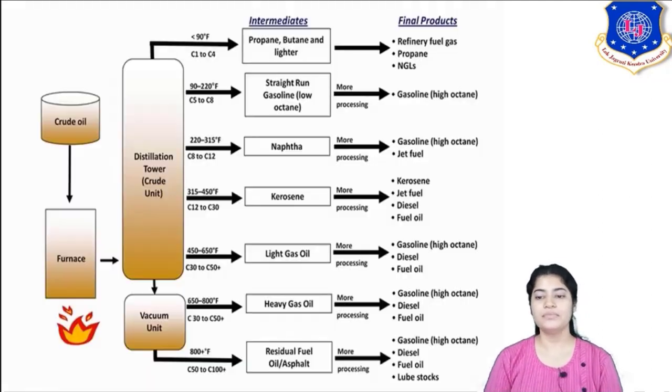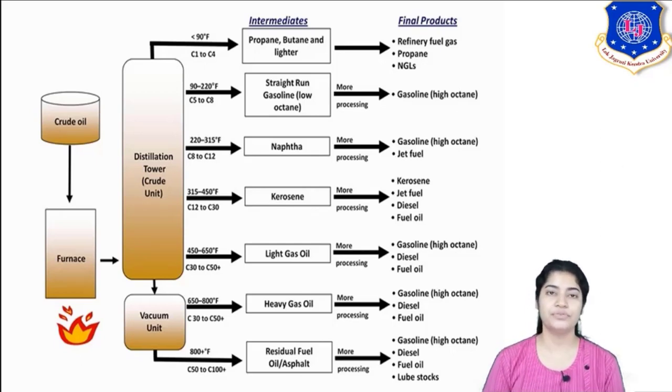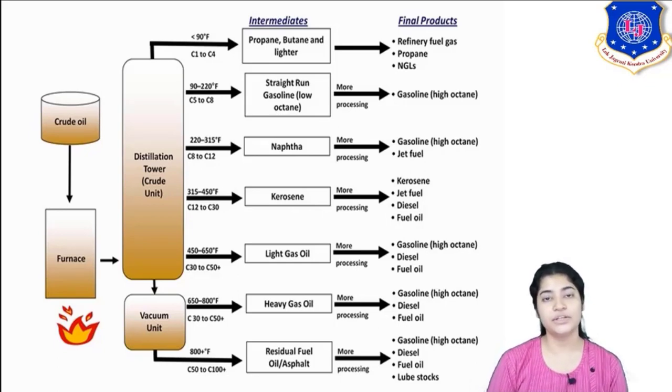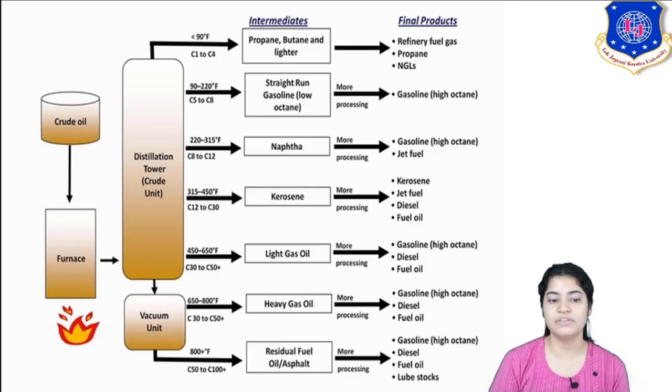Now, this is the description of a normal atmospheric distillation tower. This is defining your refining process, how your crude oil is subjected to refining. Starting with the light intermediates, from C1 to C4 you get gases. Similarly, you get straight run gasoline, naphtha, kerosene, light gas oil, heavy gas oil, and residue.